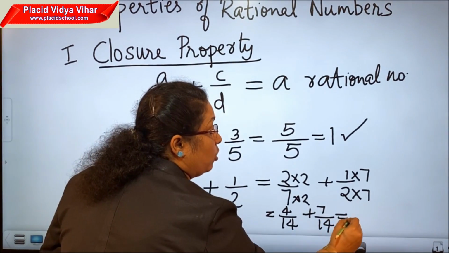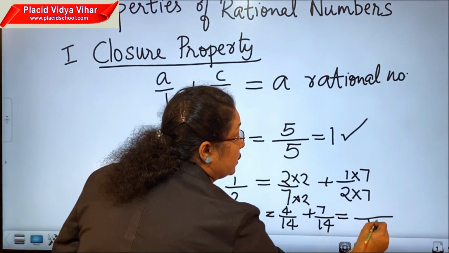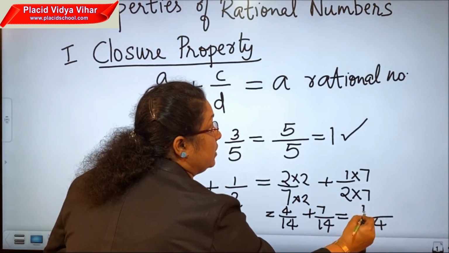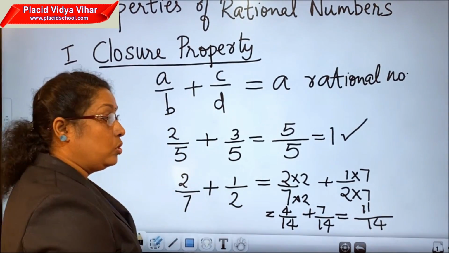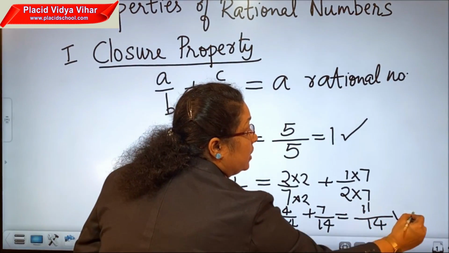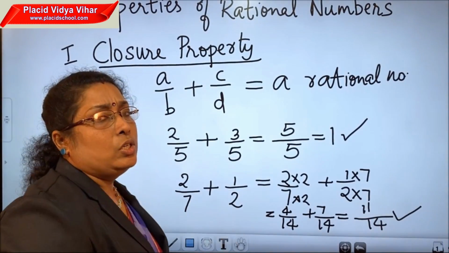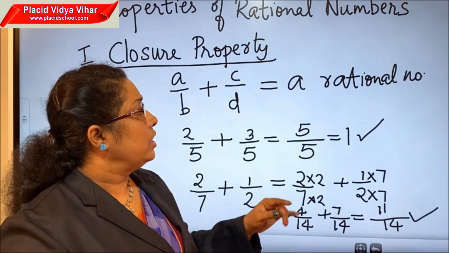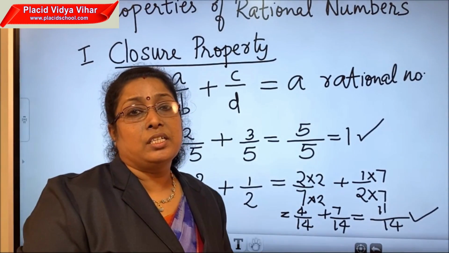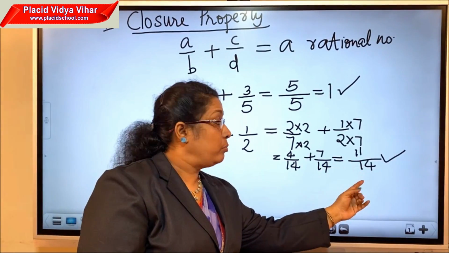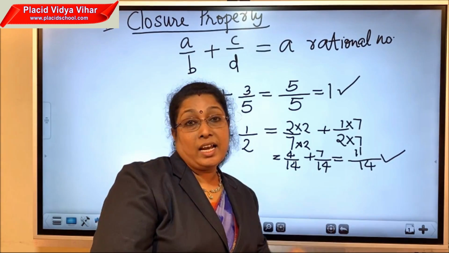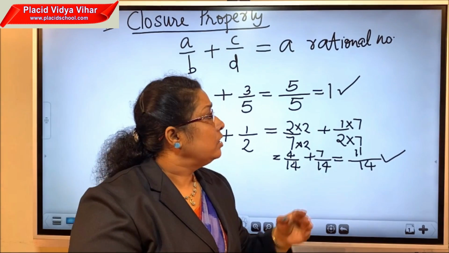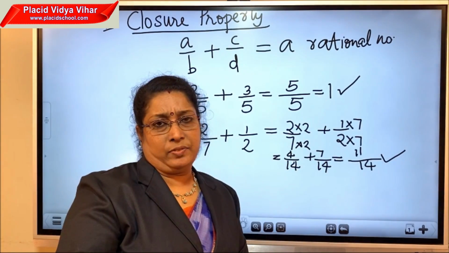Now it is same denominator. Then denominator come here 14. 4 plus 7, it is 11. So 11 by 14 is a rational number. So now we saw that addition of rational numbers. So the answer is 11 by 14 and it is a rational number. So in these two cases, we saw that closure property is satisfied.